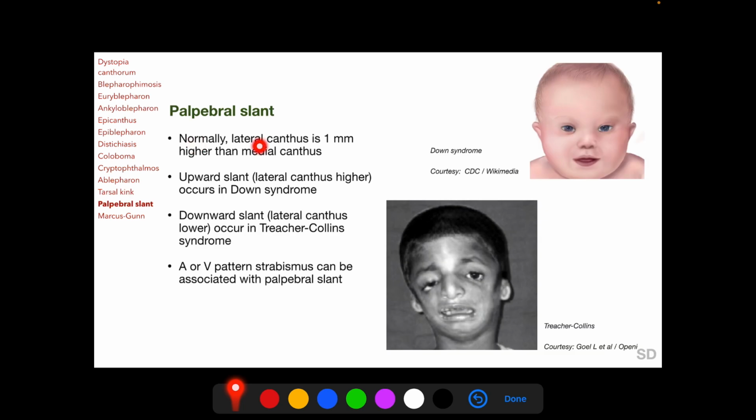Normally, the lateral canthus is located 1 mm higher than the medial canthus, and upward palpebral slant, in which the lateral canthus appears higher than normal, occurs in Down syndrome. Downward palpebral slant, in which the lateral canthus appears lower than normal, occurs in Treacher-Collins syndrome. So we see a picture of Down syndrome here and of Treacher-Collins syndrome here. Because of the palpebral slant, A or V pattern strabismus can occur.